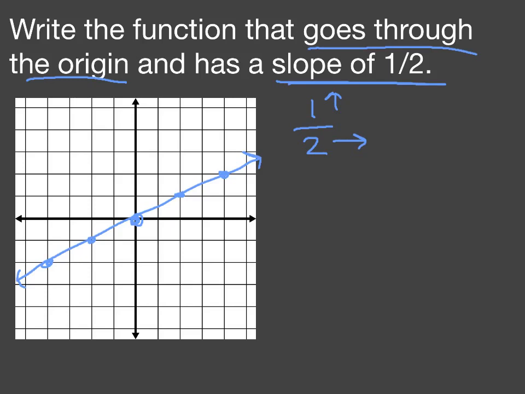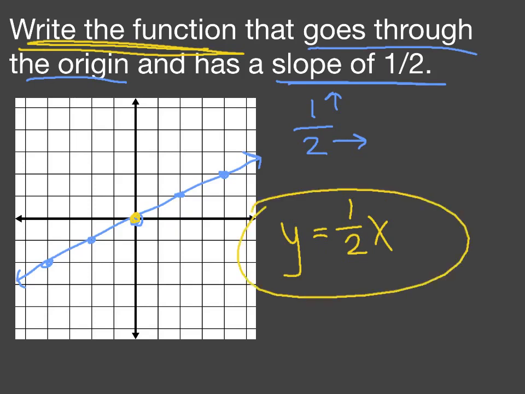Now that we have that graph, we can write the function, because remember the whole goal of this is to write the function or write the equation. So we have y equals, our slope is 1/2. By looking at my graph, I can tell that my y-intercept is +0. So you can either put +0 at the end, or since +0 changes nothing, we can leave that part off and just have the answer of y equals 1/2 x.